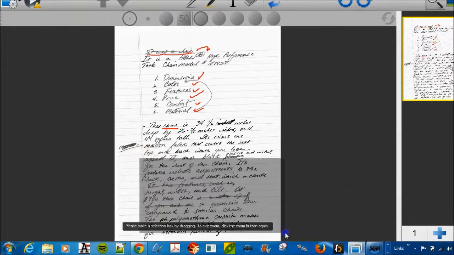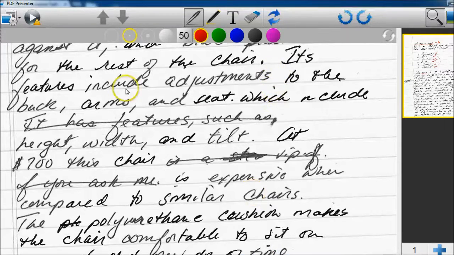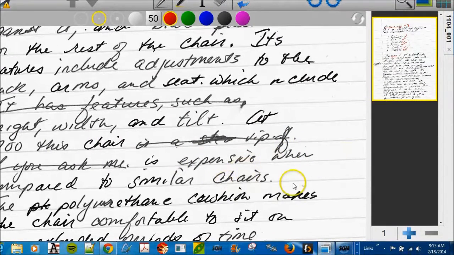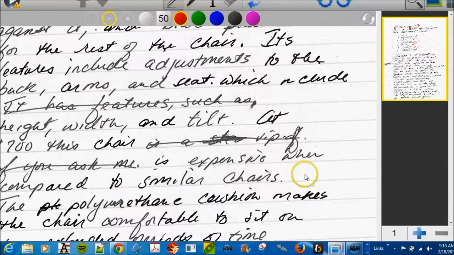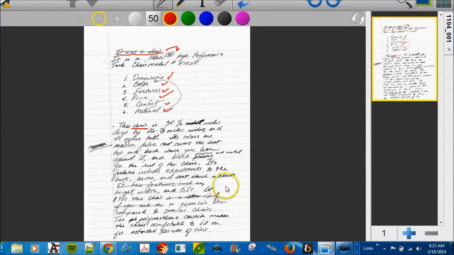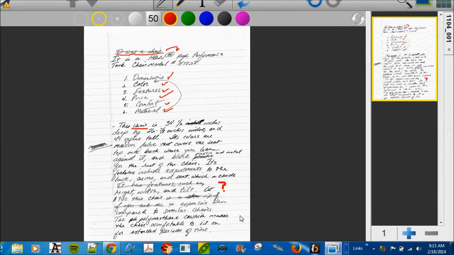Next, I moved on to features. Its features include adjustments to the back, arms, and seat, which include height, width, and tilt. At $700, this chair is expensive when compared to similar chairs. That's not a very good sentence because I didn't actually make the comparison to similar chairs, and that might have been a good idea to do. So then what I would do is put a question mark there and basically tell myself I need to go back and look up similar chairs to see if it is in fact expensive.